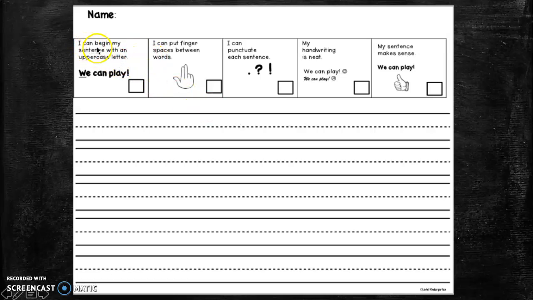Remember, I begin my sentence with an uppercase letter, remember? And then I have finger space between our words. I have punctuation, a full stop, a question mark, or an exclamation mark. My handwriting is neat. My sentence makes sense. So remember these checkpoints when you are writing in your paper.